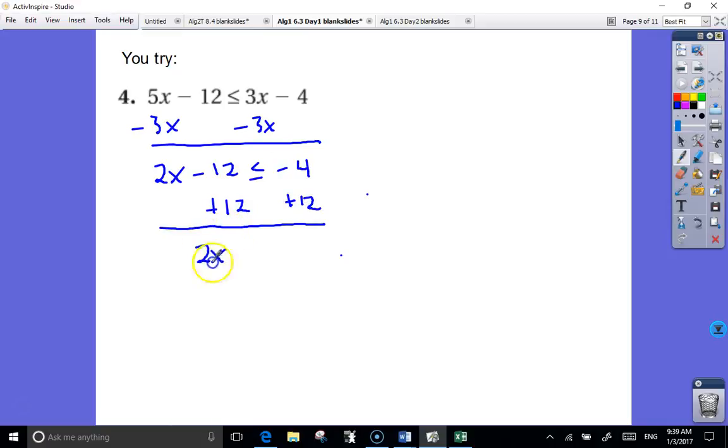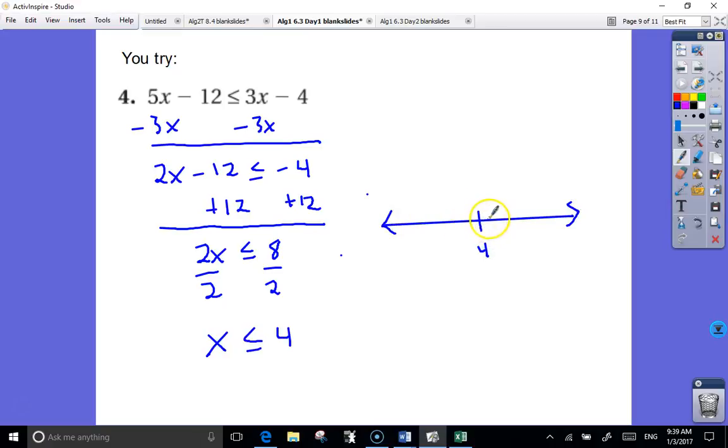So we have 2x is less than or equal to 8. Last step. Divide by 2. X is less than or equal to 4. Okay? So open or closed? Left or right?